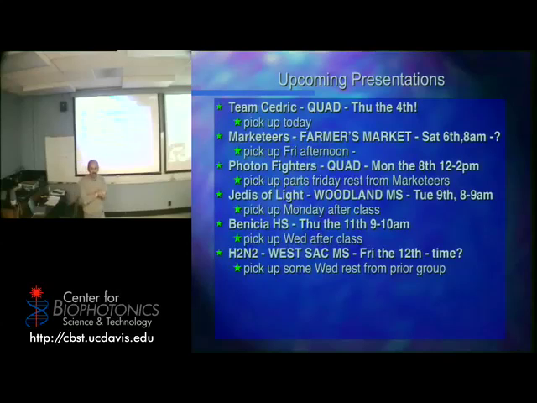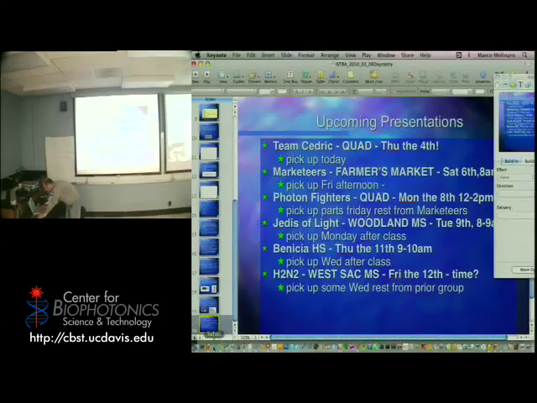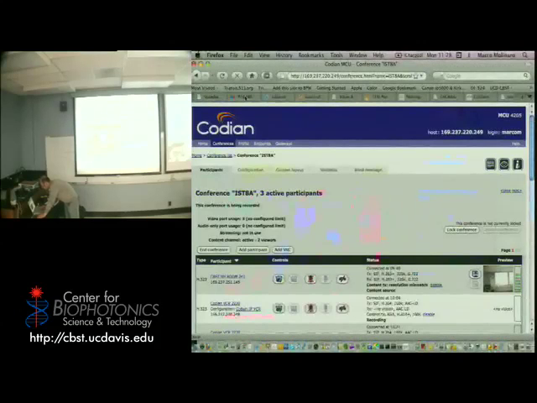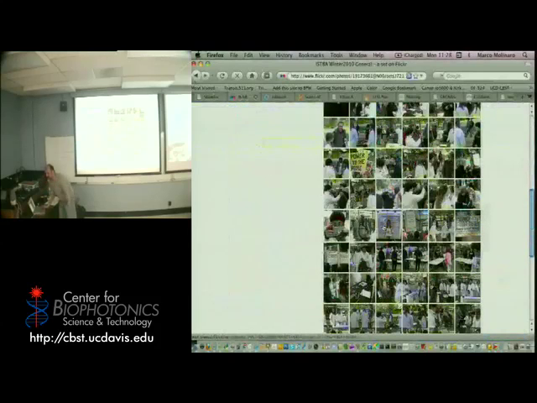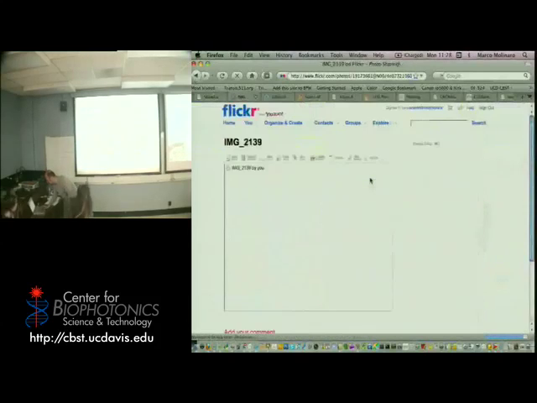Now I'd like the two groups that already presented to come up. Why don't we have Team Cedric come up first? And why don't you tell the class what you guys discovered? By the way, all the pictures taken are being put up on the Flickr site. If you have pictures that you took that you would like to share, please get them to me. Okay, come on up. Take center stage.